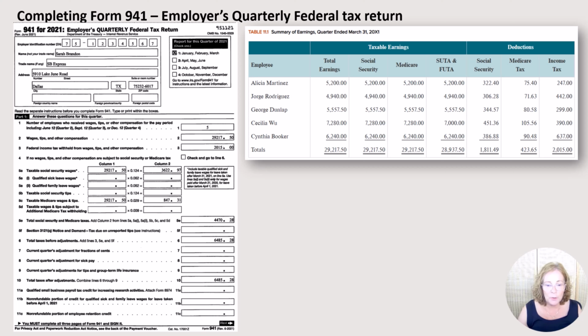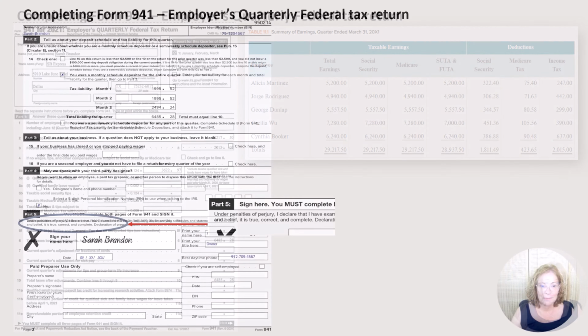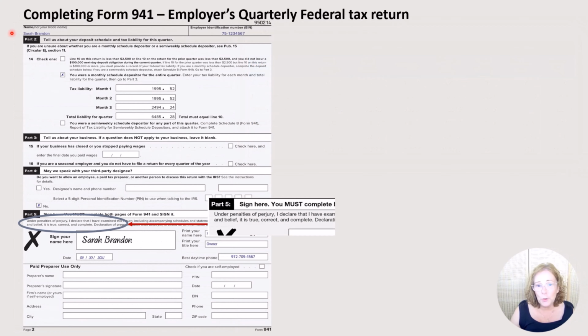And that's why the total tax liability is 0. On page 2 of Form 941, the employer enters the details of the deposits in Part 2 and completes Parts 3 and 4 if applicable. In Part 5, the employer signs under penalties of perjury and mails the return.